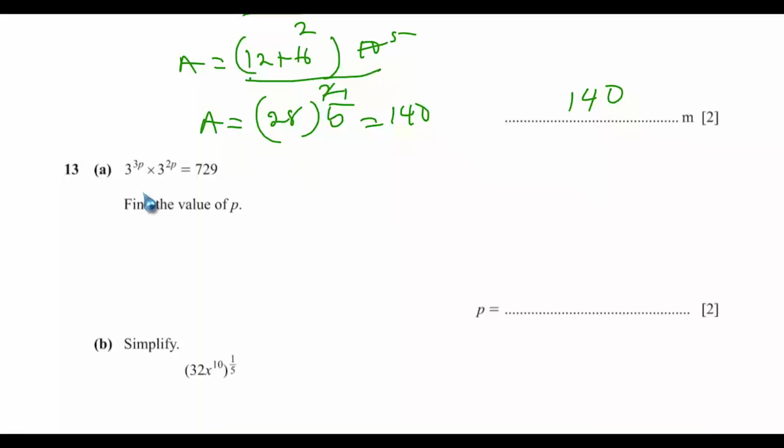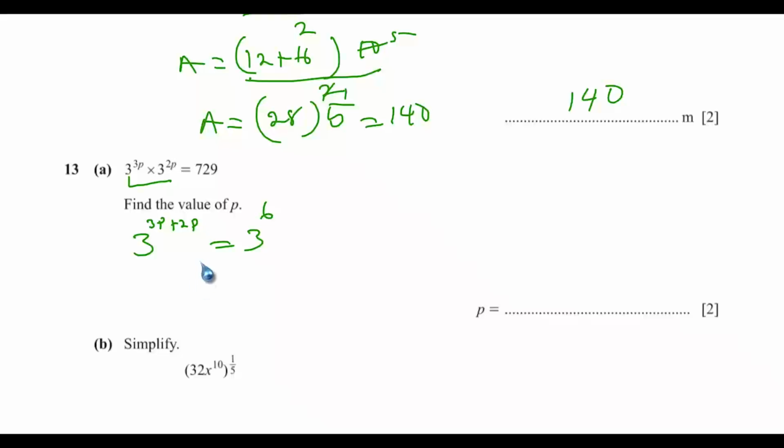So this will be question 13. Question 13a, find the value of P. Here we can use multiplication of indices to combine these two together. That will be 3 to the power of 3p add 2p, equal to 3 to the power of 6.